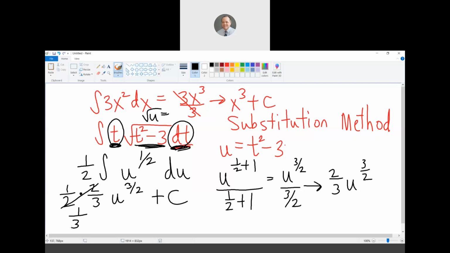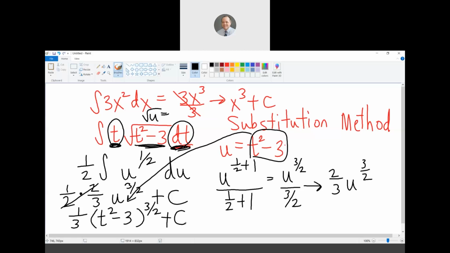And our original problem was in terms of x, so we need our answer in terms of x. Whatever u originally was, you just back substitute that in. So our final integral is 1/3 times (t squared minus 3) to the 3/2 power plus c.